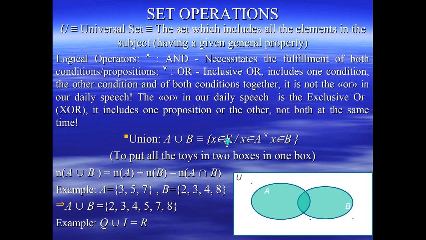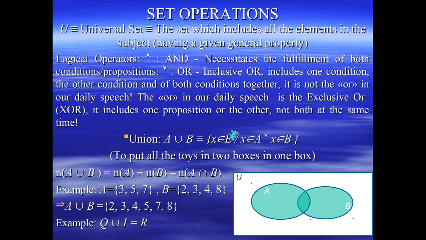So this is: x is an element of U, the universal set, such that x is an element of A or x is an element of B. This is A union B, which means to put all the toys in two boxes in one box without counting twice. All the elements in two sets you put in one set, but if you have the same elements, you put them just once. You don't count them twice.